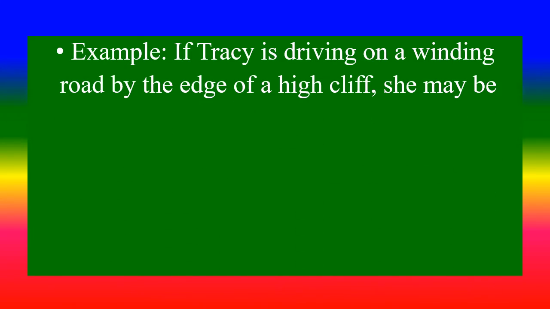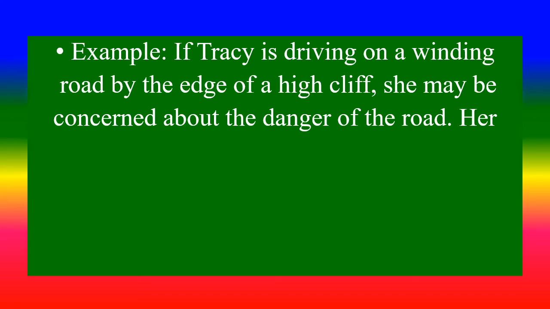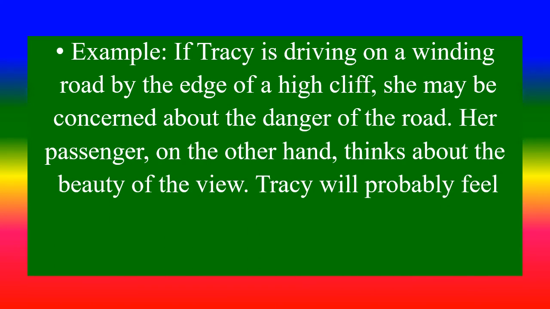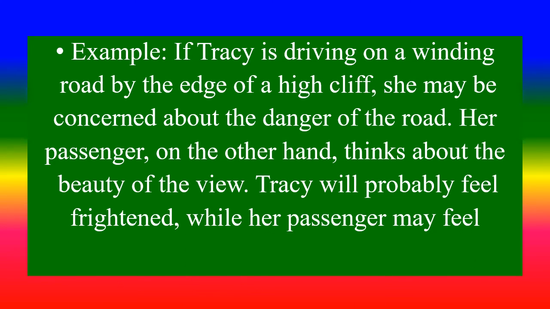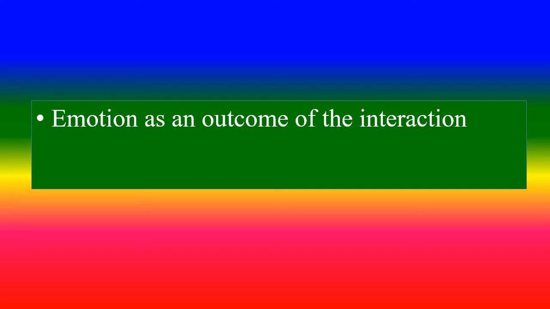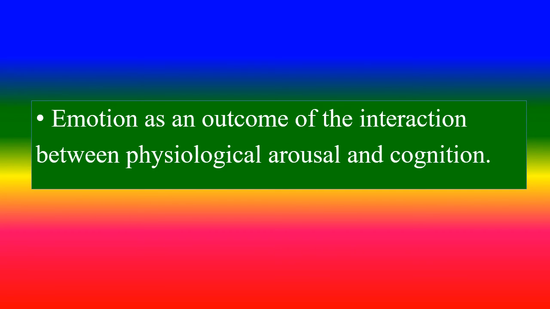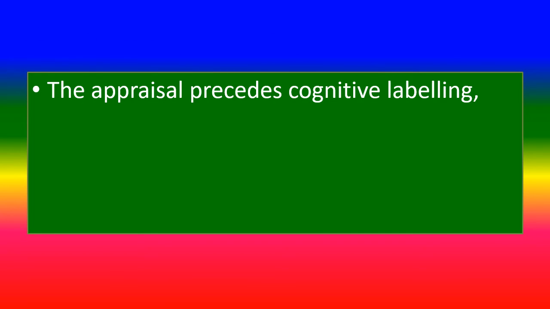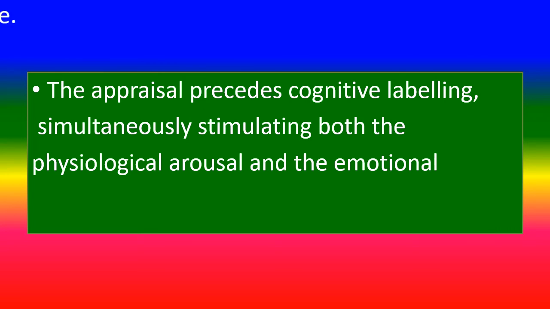Example, if Tracy is driving on a winding road by the edge of a high cliff, she will be concerned about the danger of the road. Her passenger, on the other hand, thinks about the beauty of the view. Tracy will probably feel frightened, while her passenger may feel exhilarated. Emotion is an outcome of the interaction between physiological arousal and cognition. The appraisal precedes cognitive labeling, simultaneously stimulating both the physiological arousal and emotional experience.